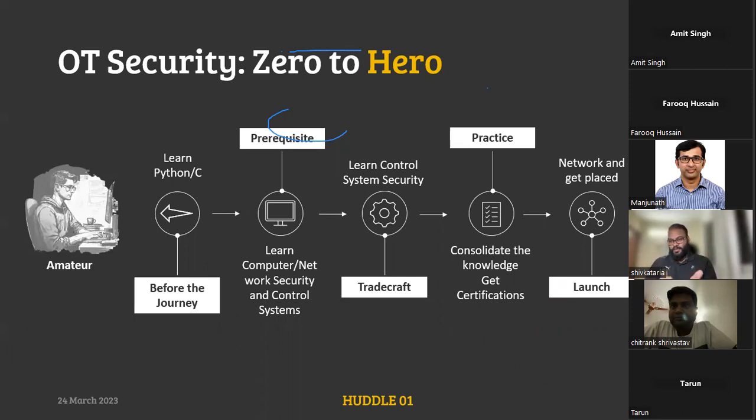First, understanding computer technologies, like learning some programming language. Then second would be to learn some computer security and about control systems. The third step would be understanding control system security. The fourth step would be to consolidate the knowledge through certification, and also practice the knowledge that you have gained through these various steps. And finally, network with people and get placed. I have actually written a complete write-up on this process, and this is completely based on the experience that I'm having in the industry.